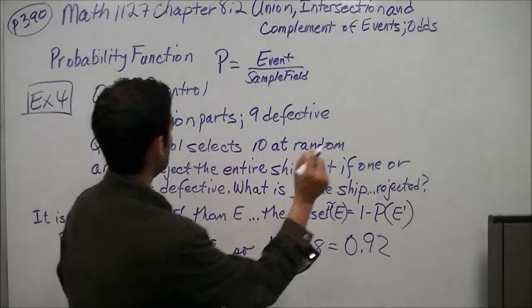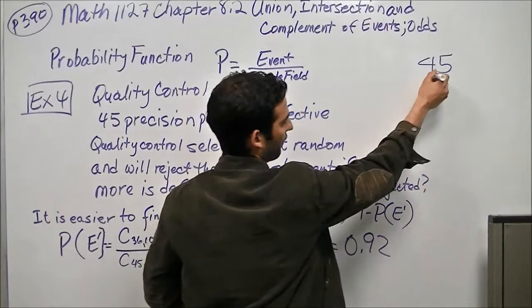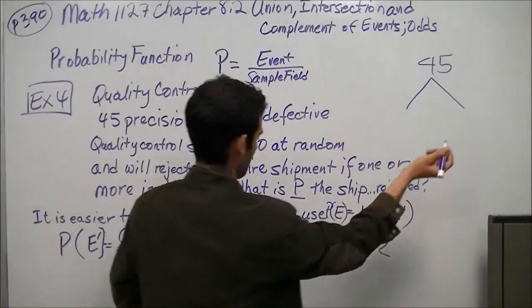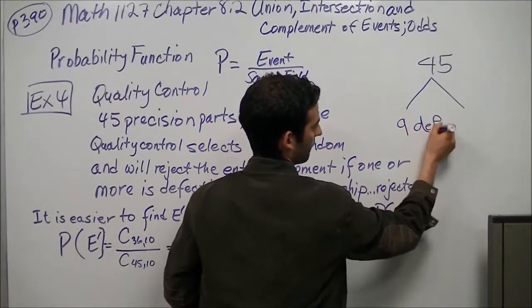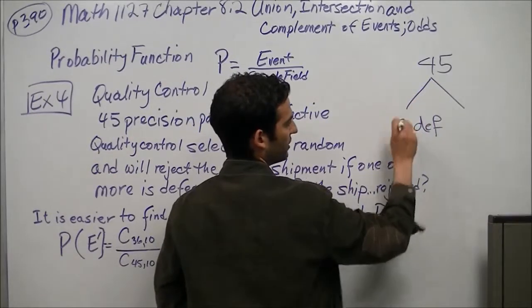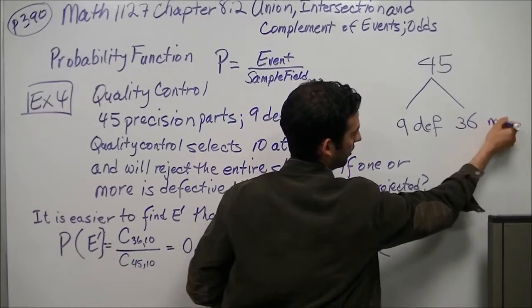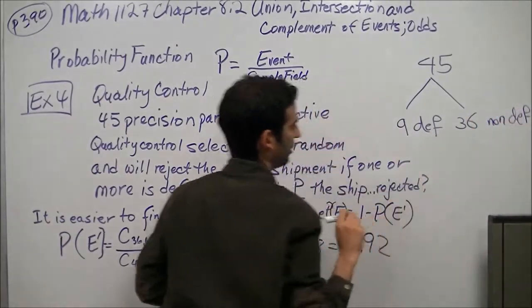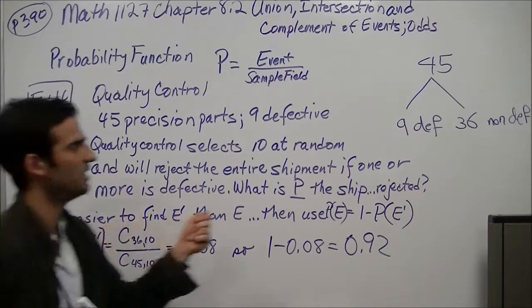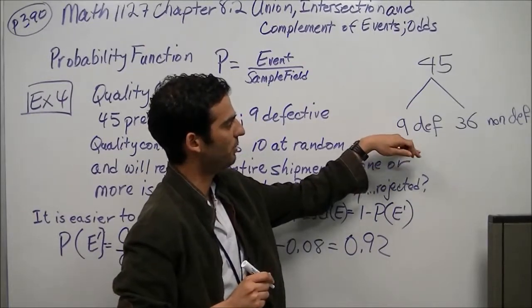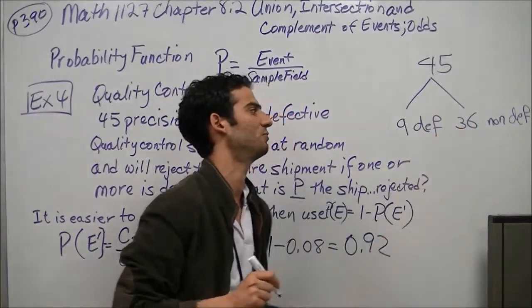So, to start solving the question, we say like this: we have 45 items, and from those 45 items we have 9 defective, and non-defective ones are 45 minus 9, we will be ended with 36 non-defective items. The idea here is to find P(E) complement by using P(E). So instead of finding the probability of getting defective items, we're going to use the probability of non-defective items.